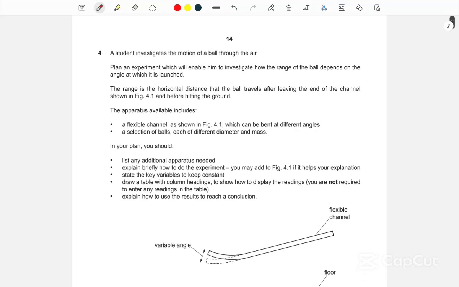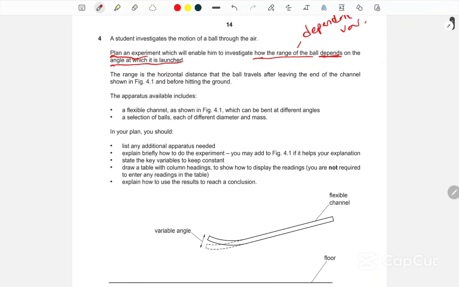So the first question asks us, a student wants to investigate the motion of a ball through the air. Plan an experiment which will enable him to investigate how the range of the ball depends on the angle at which it's launched. So from this statement we can see that the range of the ball is the dependent variable, or the variable that's measured. And they also asked us how it depends. So we know that the range of the ball is a dependent variable.